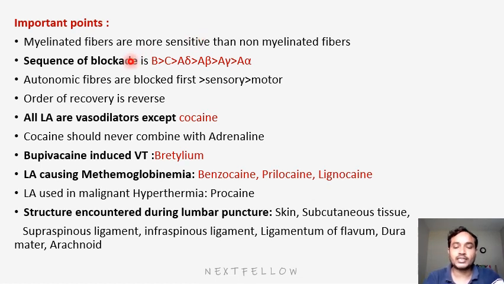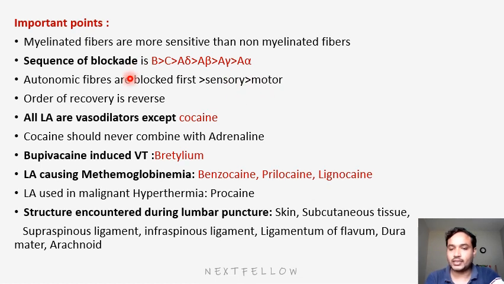What is the sequence of blockade? B fibers greater than C, A delta, A beta, A gamma, A alpha. First B fibers will be blocked, followed by C, then A delta, then A beta, A gamma, A alpha. At the fiber level, autonomic fibers are blocked first, then sensory, and lastly motor. In reversal, obviously first motor will come, then sensory, then autonomic.